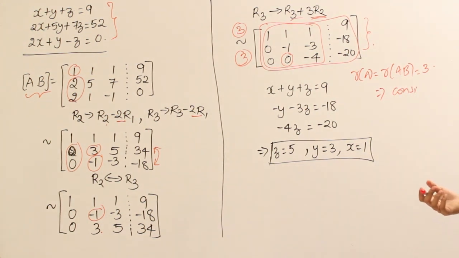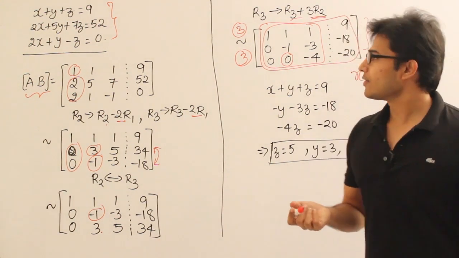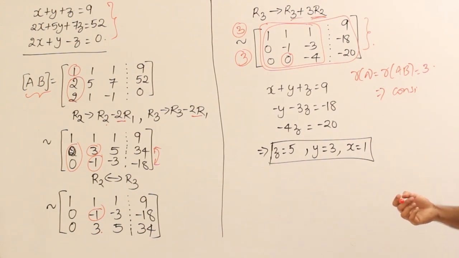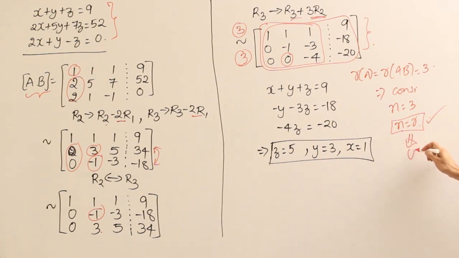Now how many solutions exist? Will there be one solution or an infinite number of solutions? For that reason you have to find out the number of unknowns. Here the number of unknowns equals 3. Therefore n equals r in this case, which means the rank of A equals rank of [A|B] equals the number of unknowns. So in this case you will have a unique solution.